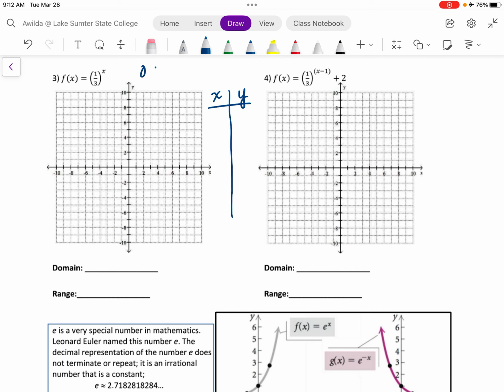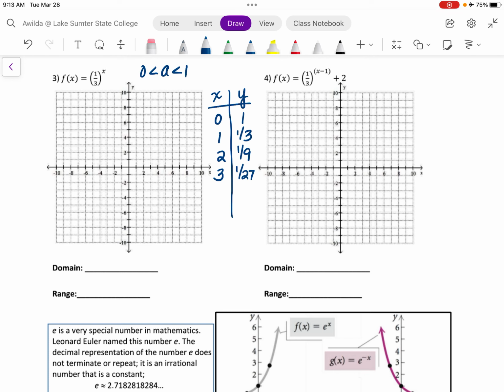So again, in this case, the base a is between 0 and 1. When x is 0, y is equal to 1/3 to the 0 power, which is 1. When x is 1, y is equal to 1/3 to the first power, which is 1/3. When x is 2, y is equal to 1/3 squared, which is 1/9. When x is 3, we get 1/3 raised to the third power, which is 1/27. We're getting very, very small now for y.